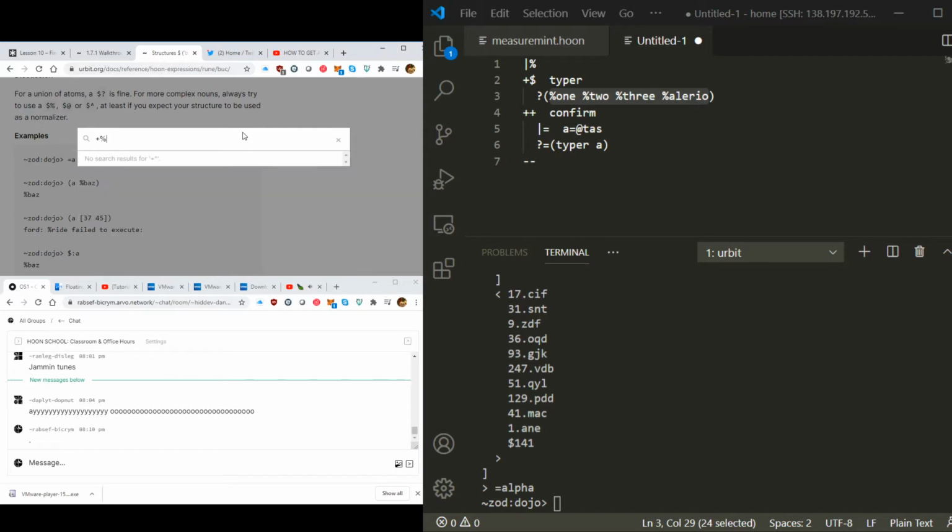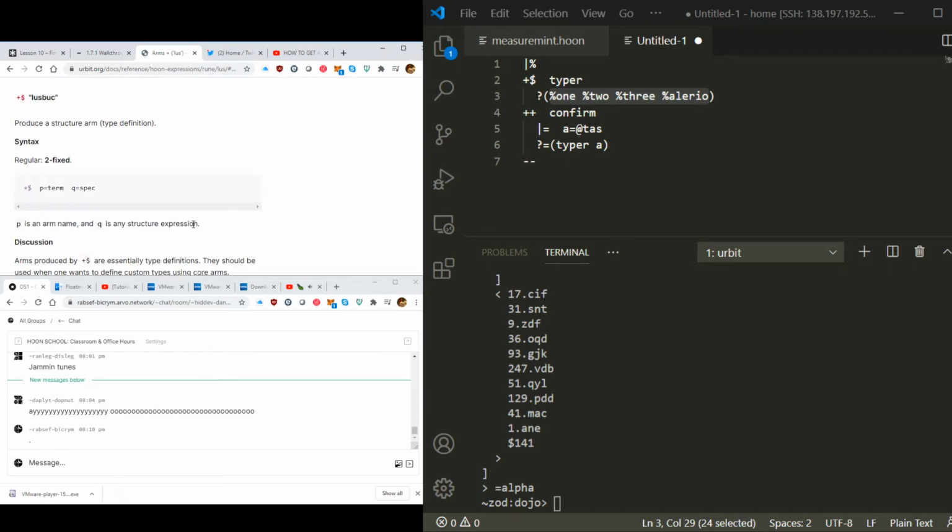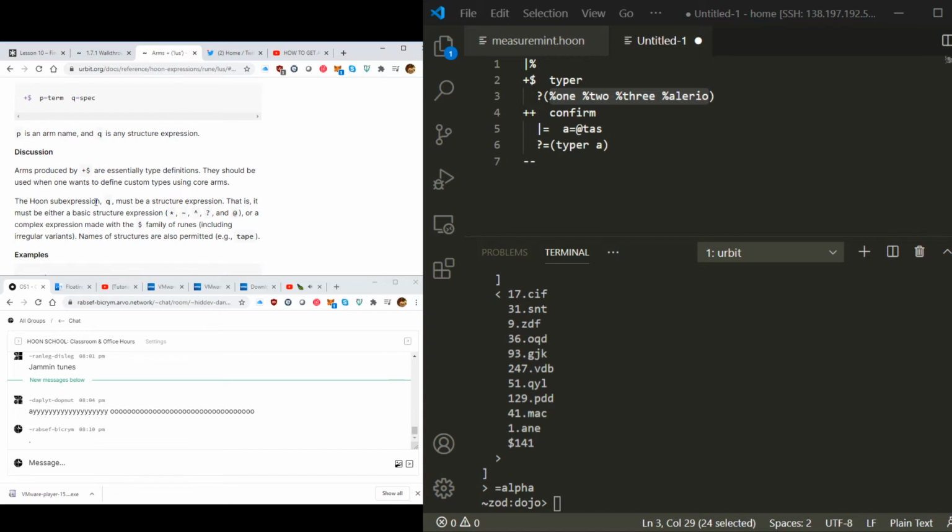Lusbuc. Where's the buc key? There we go. Okay. Lus produces a structure arm. A structure is like a list or a map or whatever. You can do your own versions of these. That is the takeaway here. So there are some that are built into the type system of Hoon. There are also ways that you can produce your own structure arm using a variety of buc runes.